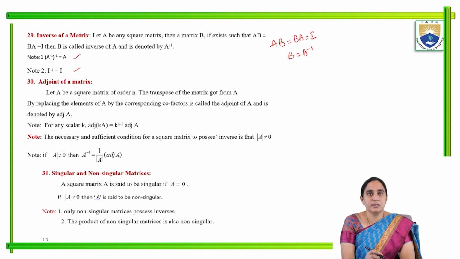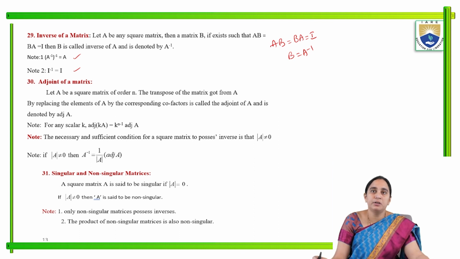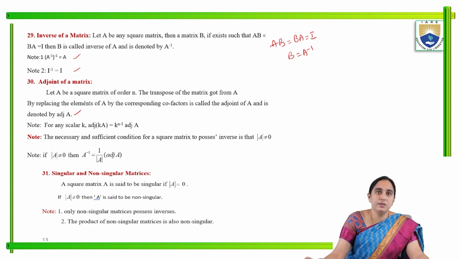And adjoint of a matrix. Let A be a square matrix of order n. The transpose of the matrix obtained from A by replacing the elements of A by the corresponding cofactors is called the adjoint of A and is denoted by adjoint of A. For any scalar k, adjoint of kA is equal to k power n minus 1 into adjoint of A. The necessary and sufficient condition for a square matrix to possess an inverse is that det A is not equal to 0. If det A is not equal to 0, then A inverse is equal to 1 by det A into adjoint of A.